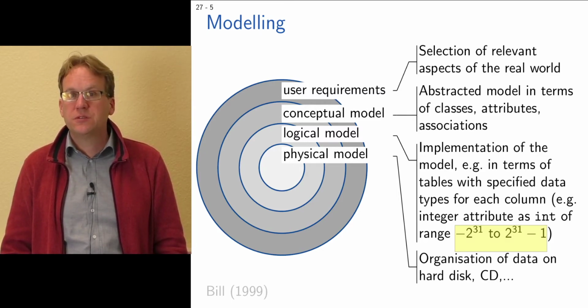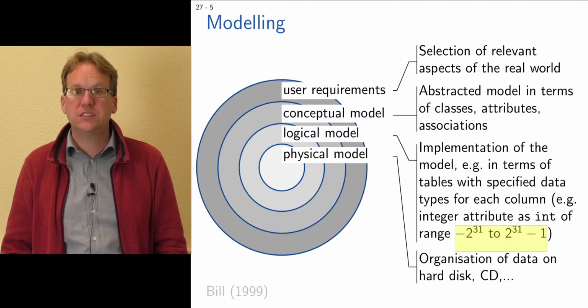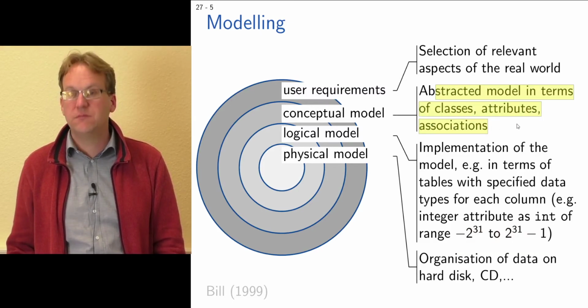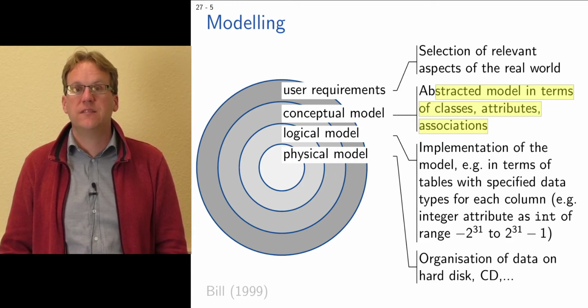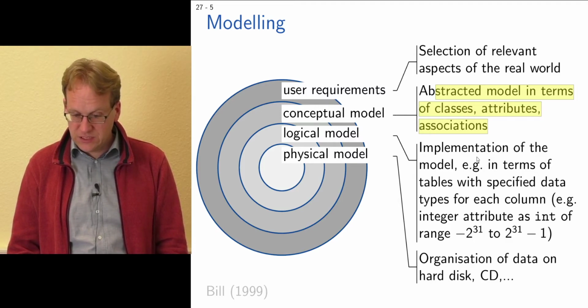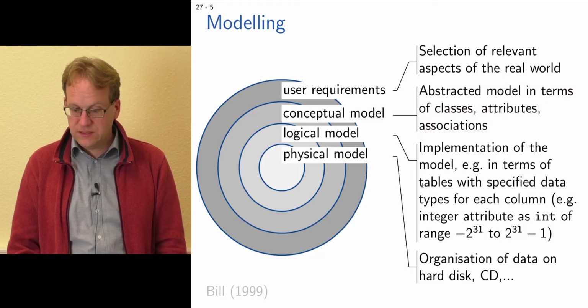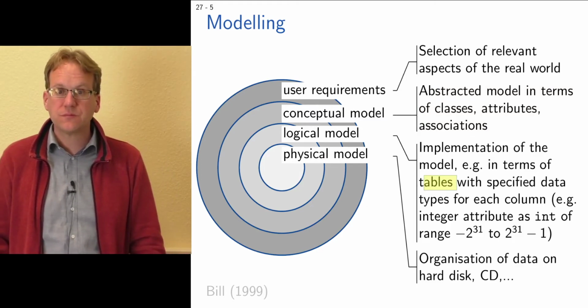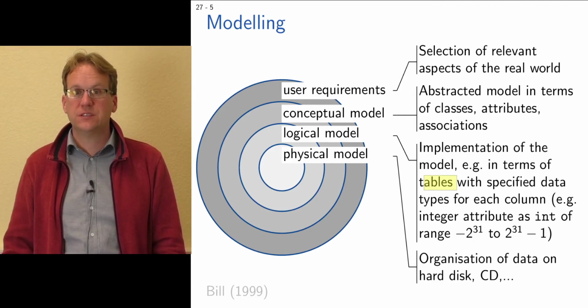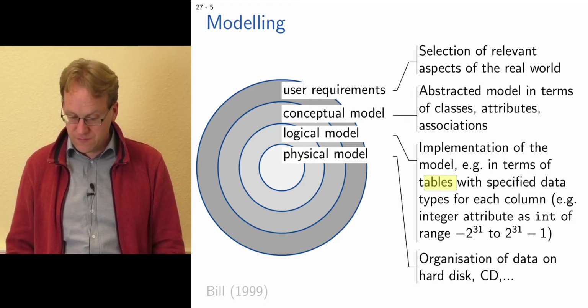This is quite typical in computer systems, that we have numbers with limited ranges and limited precision, whereas in the conceptual model we have basically mathematical definitions. We can say that, well, we are dealing with natural numbers, real numbers, or integer numbers in general. So that is the main difference. Also in this implementation, we are dealing with, well, table structures or class structures rather than having a conceptual definition of classes, attributes, and associations.